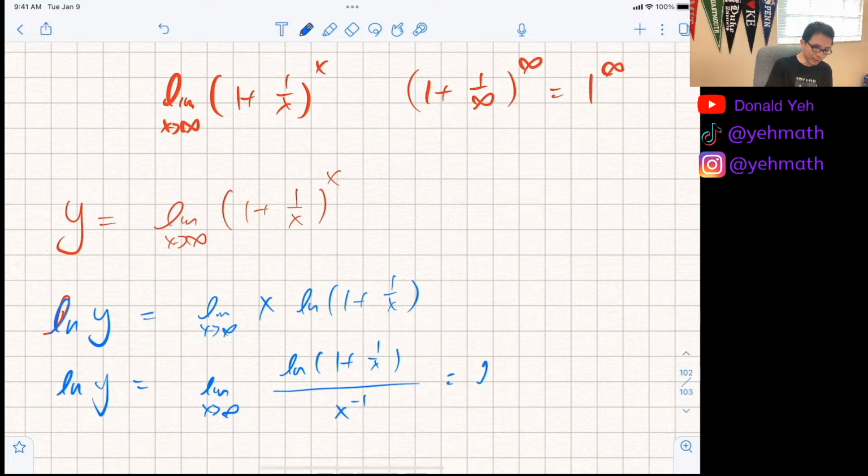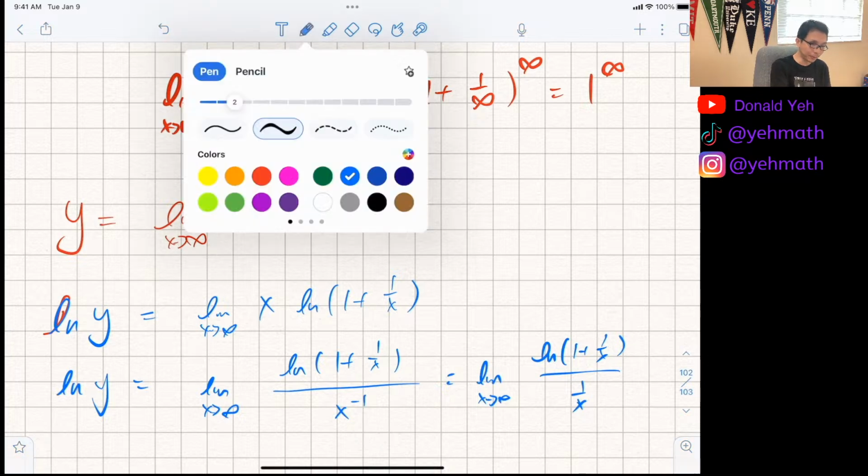Not only that, it's going to look like this: ln of 1 plus 1 over x, over 1 over x. Does that make sense? And you say, oh, okay, yeah, looks good. It looks like a fraction now. Now I can apply L'Hopital's rule.